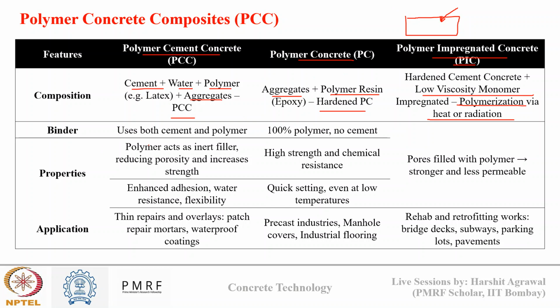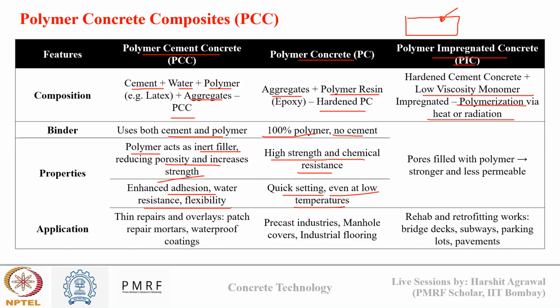Then the binder. In polymer cement concrete, both cement and polymer are binders, while in polymer concrete there is 100% polymer and no cement. In PCC, the polymer acts as an inert filler. It reduces the porosity, increases the strength, and enhances adhesion and water resistance because polymers are hydrophobic in nature. In polymer concrete, the polymer gives high strength and chemical resistance, and it sets quickly even at low temperature. Those are the key properties of polymer concrete.